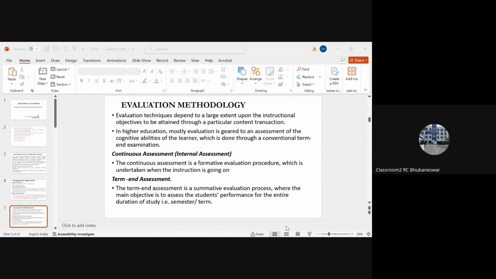So during our course in distance mode or open learning system, 30% internal assessment is there and 70% external assessment is there. The term-end assessment is a summative evaluation process where the main objective is to assess the student's performance for the entire duration of the study or semester or the term. And after internal assessment and external assessment, the grade or the division and the position is awarded by the university.